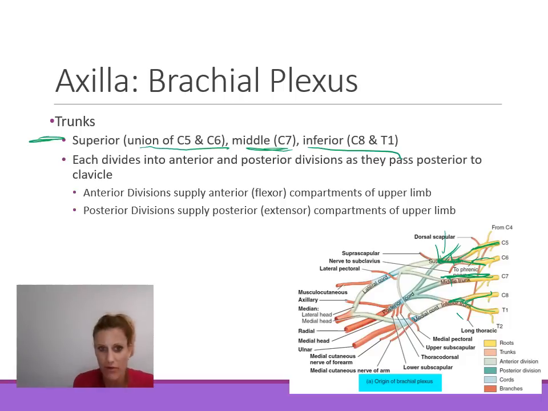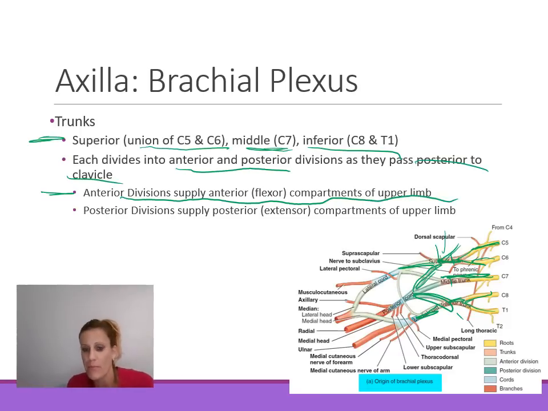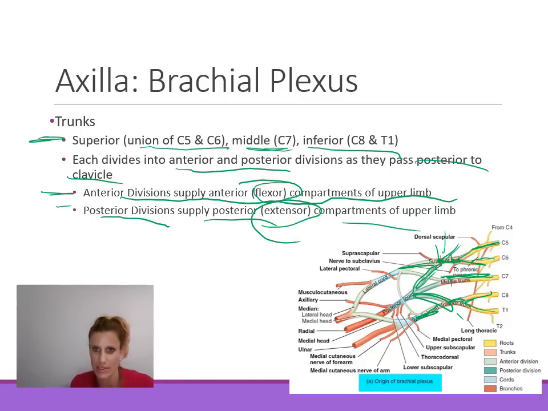Each of these trunks divides into an anterior and posterior division. And this happens right as they pass behind the clavicle. So again, these trunks then divide, right? And you see that we get an anterior division and a posterior division. The anterior divisions supply the anterior compartments of the upper limb. These are the flexors. The posterior divisions supply the posterior compartments, so the extensors.